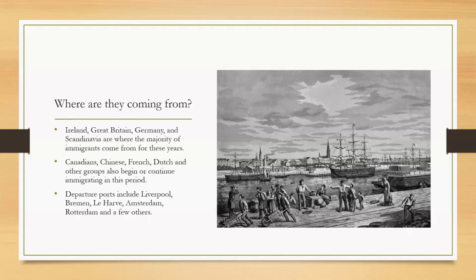Other ports include Le Havre, Amsterdam, and Rotterdam, which tend to have larger numbers the earlier that you look at them. Le Havre, Amsterdam, and Rotterdam's passenger traffic was interrupted by the July Revolution in France and the Belgian Revolution in Belgium. So it has a real impact on people leaving from there.